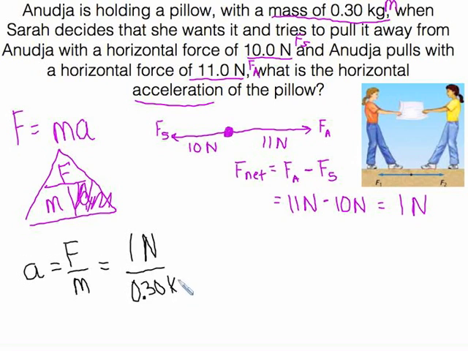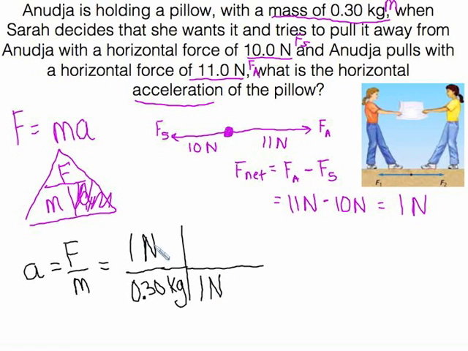Now my force is 1 newton, and my mass is 0.30 kilograms. Now, if I leave it like this, I'm going to have units of newtons divided by kilograms, which is not the unit of acceleration. So I'm going to need to convert this into newtons. And you don't have to do this every time, but I want to do it at least once so you guys at least can see how that conversion works.